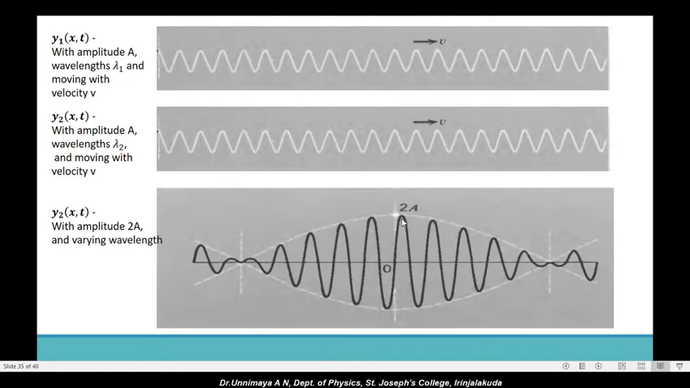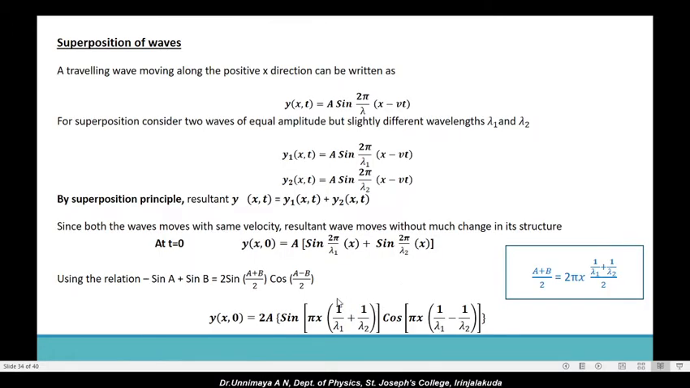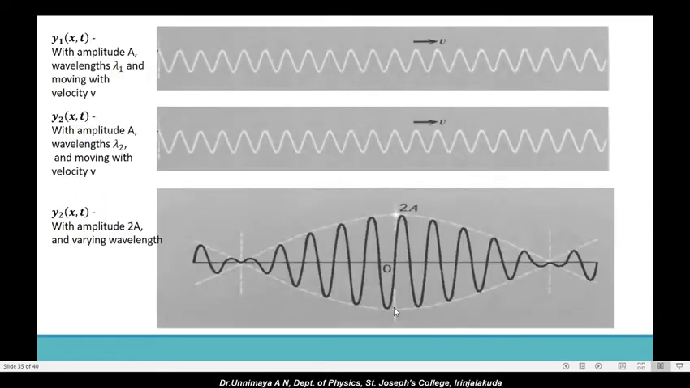The resultant wave looks like this, having amplitude 2A and varying wavelength. These two waves have constant wavelengths, lambda 1 here and lambda 2 here, but after superposition the wavelength is not constant. It varies from 1/lambda 1 plus 1/lambda 2 to 1/lambda 1 minus 1/lambda 2. So the wavelength is not constant for this resultant travelling wave.